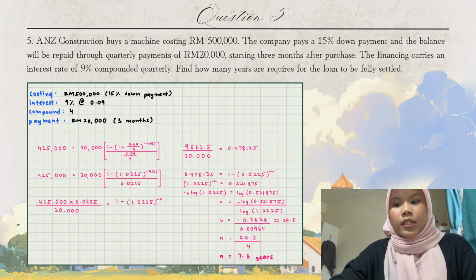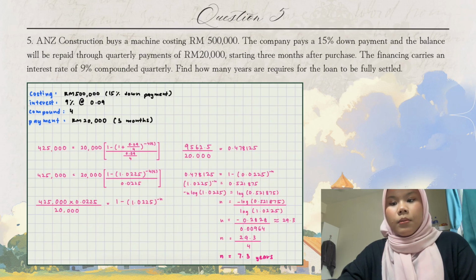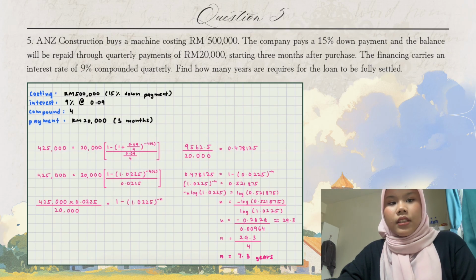Then we isolate the exponent and solve using logarithms. This gives us n equals approximately 29.3 quarters. Since there are 4 quarters in 1 year, we divide 29.3 by 4. This results in approximately 7.3 years. So, the loan will be fully settled in about 7.3 years.